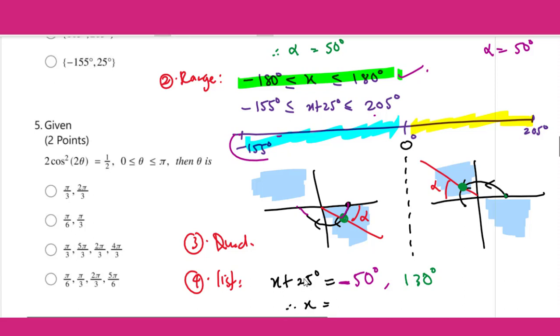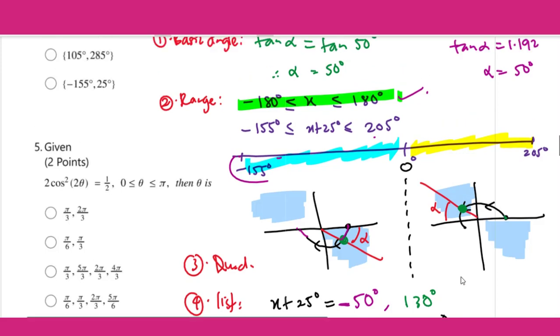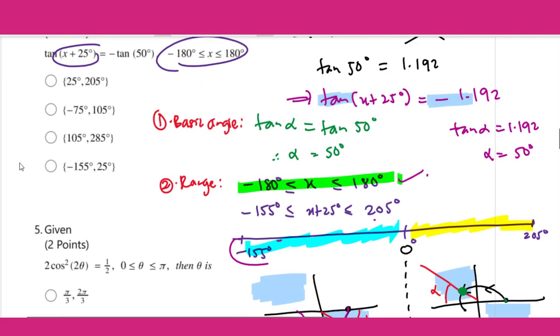Therefore, x is equal to 25, so that gives negative 75 degrees and 105 degrees. So the answer is negative 75 and 105. So this is the answer. Okay.